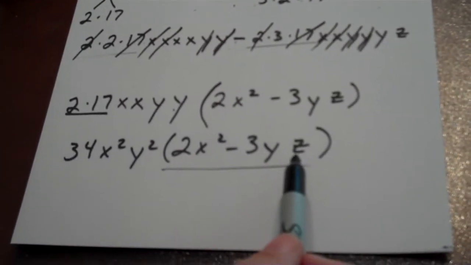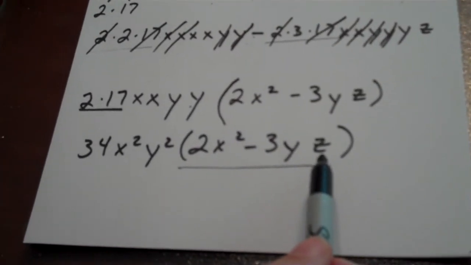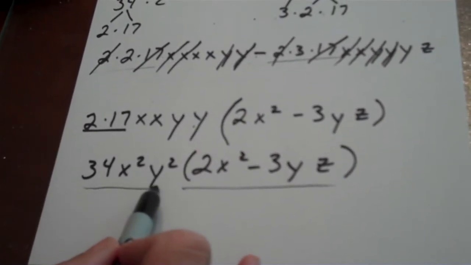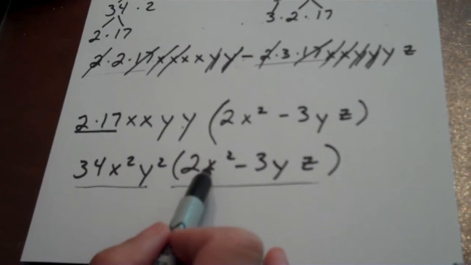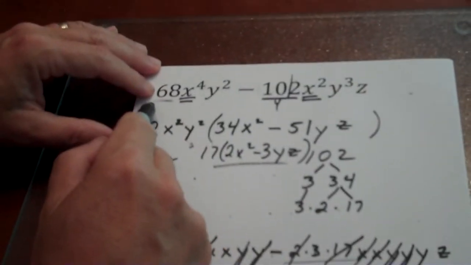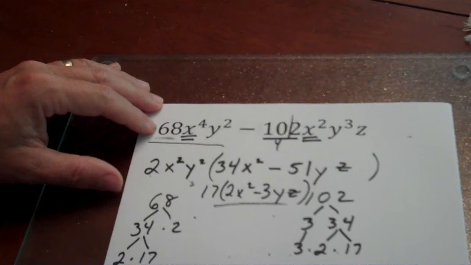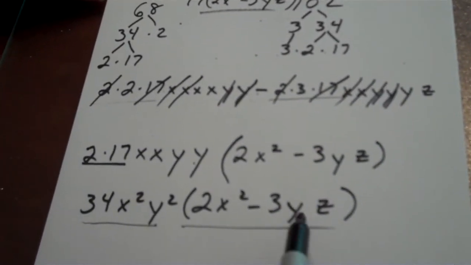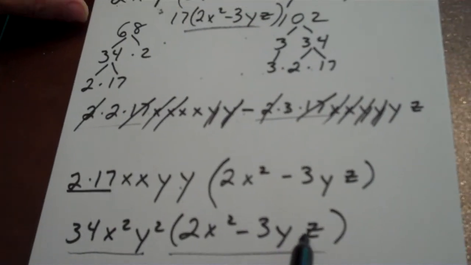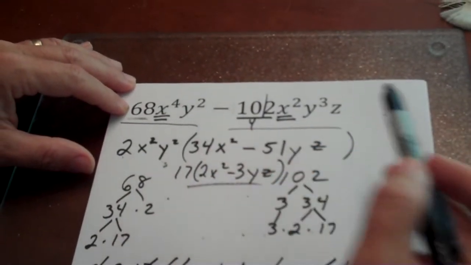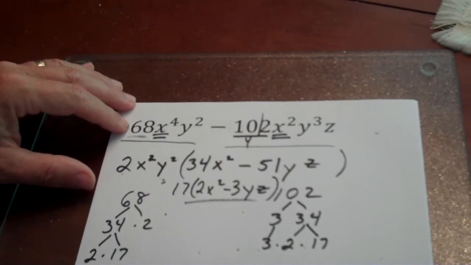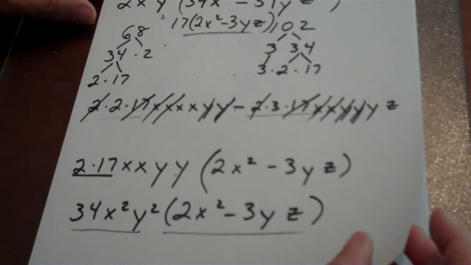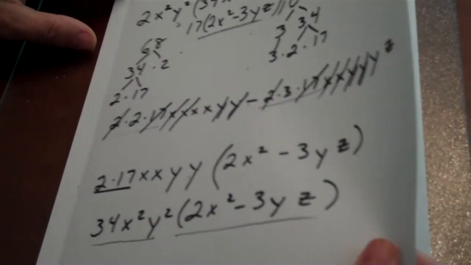One more thing I want to point out. Again, this did not continue on. You can always check your answer by multiplying out. 34x squared y squared times 2x squared does in fact equal 68x to the 4th y squared. And 34x squared y squared times my negative 3yz does indeed equal my 102 x squared y cubed z. So at this point, I really am confident of my final answer. Let's go ahead and move on to our next problem.